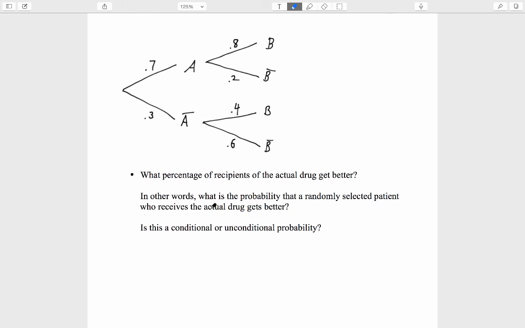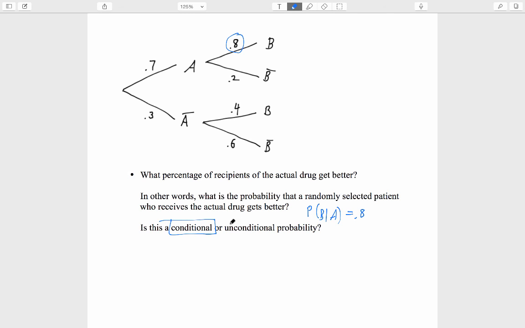What percentage of recipients of the actual drug get better? In other words, what is the probability that a randomly selected patient who receives the actual drug gets better? Again, let's read carefully. We are focusing on patients who receive the actual drug. And we're asking, for such a patient, what is the probability of getting better? This is the probability of B given A. This edge is labeled precisely with the probability of B given A. So this equals 0.8, and this is a conditional probability.